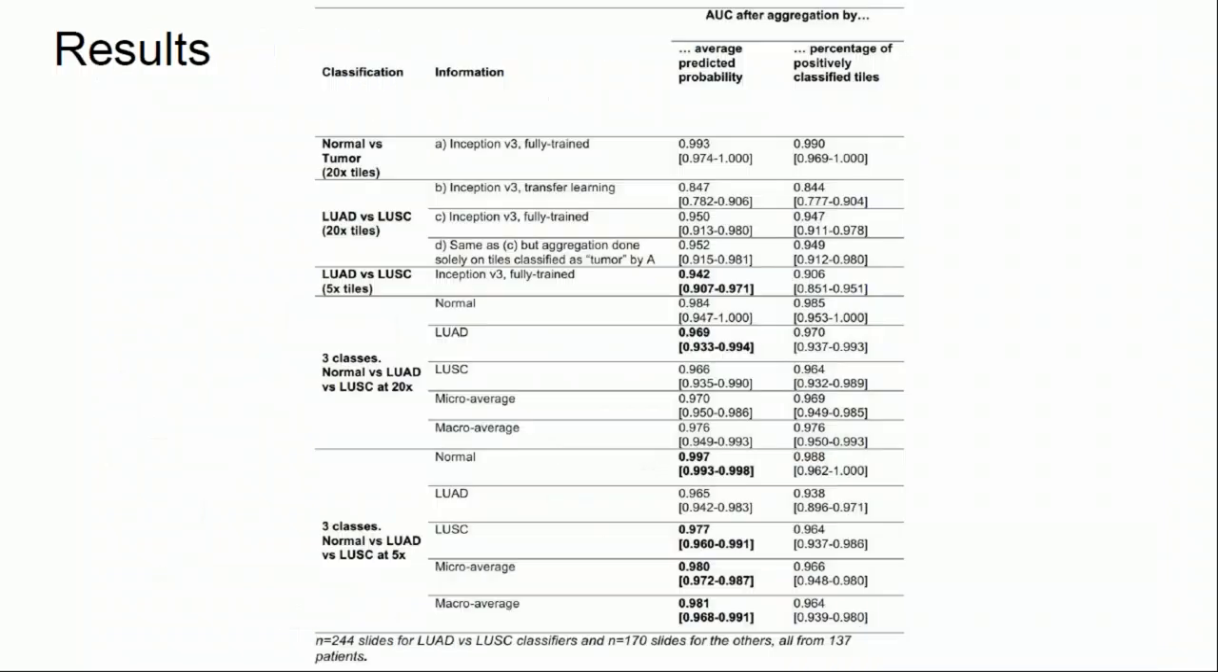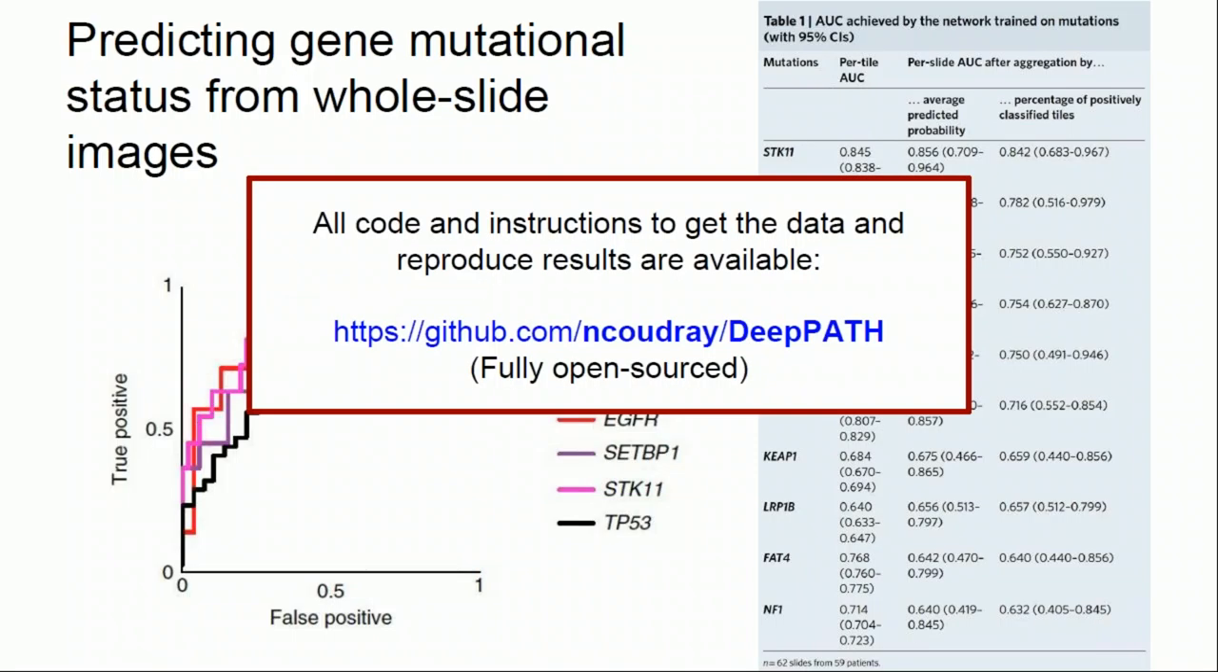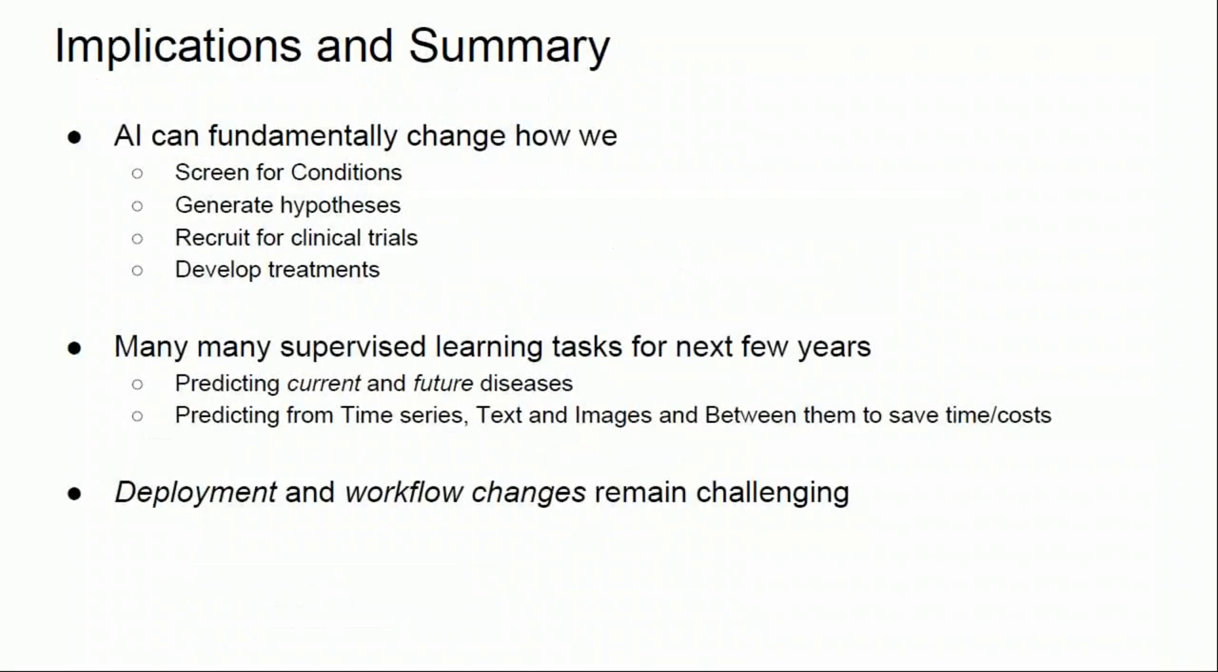So very exciting work. We can also predict the mutations of these slides right from the image, which saves a lot of data in some environments that don't have access to high-end genomic sequencing. There is some interesting signal in the image. And the data, all the instructions, all the code is open source, and that's it. So I guess I just gave you a touch of a couple of things that could happen.